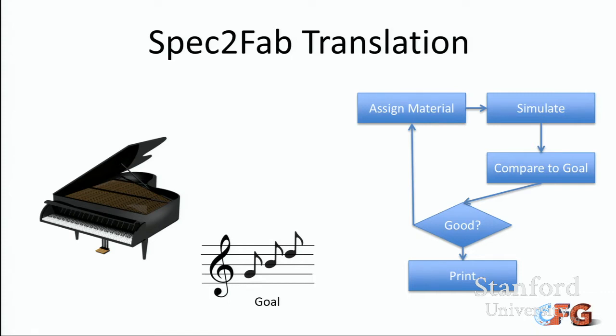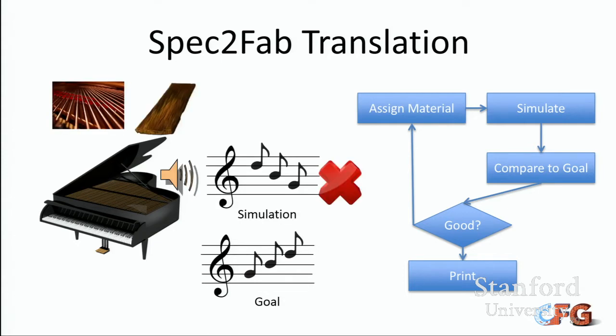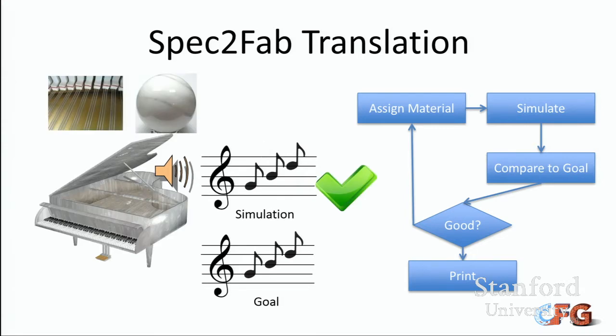In this case, I can do the following things. I can start with some material assignment to different parts of the piano. I can use some simulation where I can simulate how the structure is going to sound, and I can compare this to our functional goal. In this case, this of course doesn't work, so I have to pick another set of materials, simulate it again, and compare this to the goal.